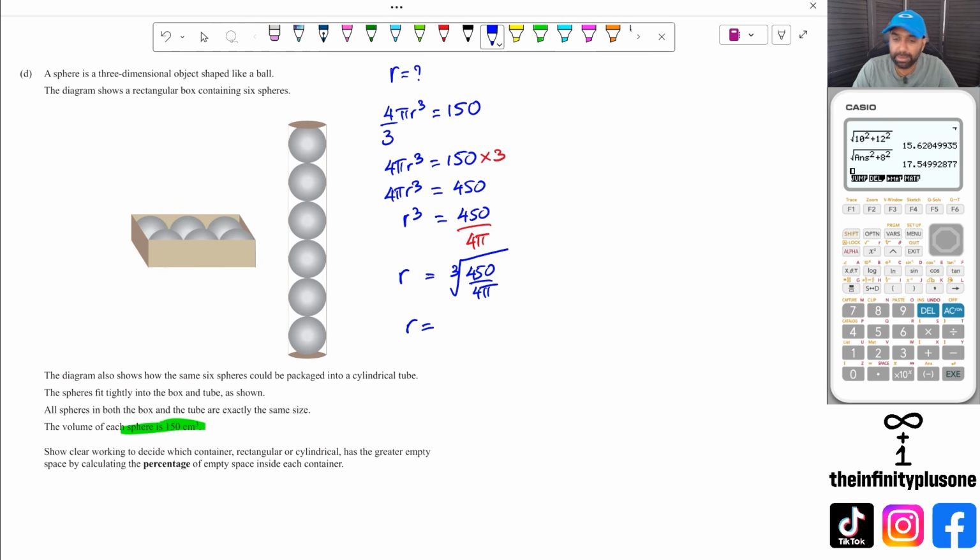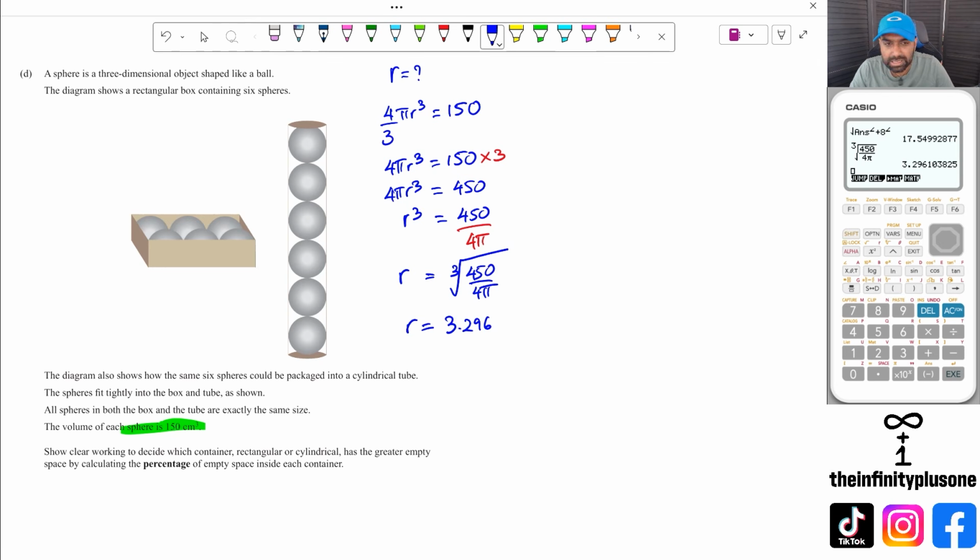Now if you want to put in the third root, you use this button here, the one with the little x in front of the square root. So we go 3, shift, like that, and then type in 450 divided by 4 pi. My radius should be, let me just double check that. Yep, radius is equal to 3.296.